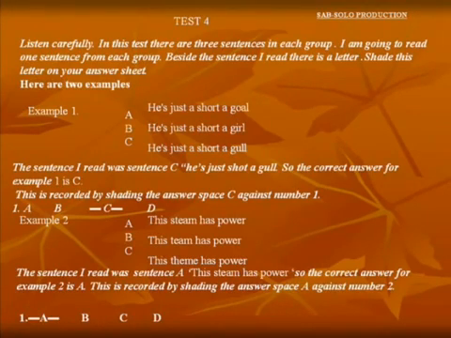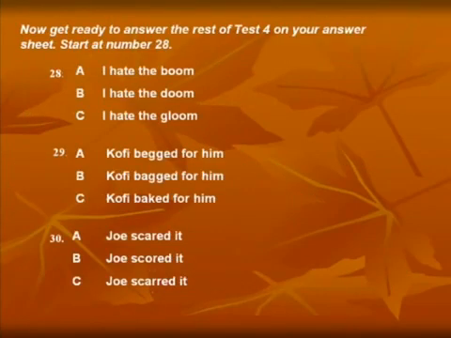Example 2. This team has power. The sentence I read was sentence A. This team has power. So the correct answer for example 2 is A. This is recorded by shading answer space A against number 2. Now get ready to answer the rest of test 4 on your answer sheet. Start at number 28.